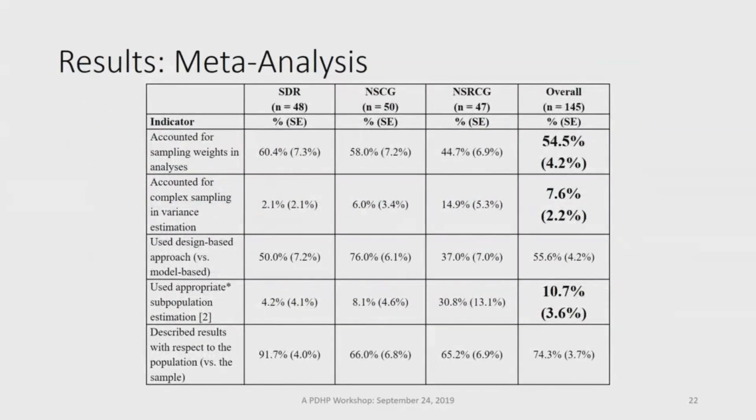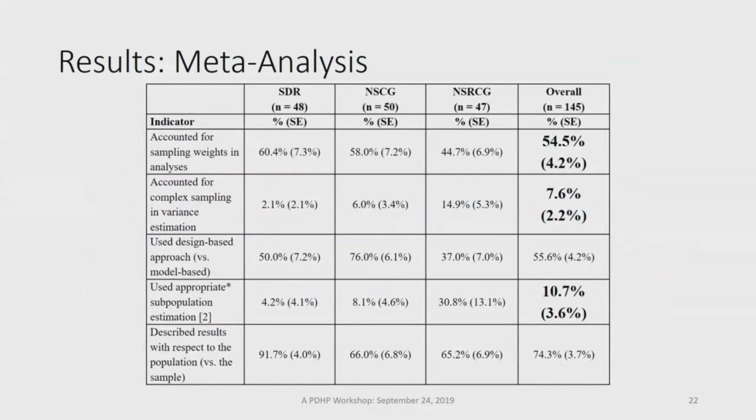Okay, so this table just shows the results of that initial meta-analysis where we coded these 150 different products. Some products had to be dropped because they were ultimately not eligible, or they didn't contain enough information, or we couldn't make a decision about what they were doing. So you see the total N was 145 different research products. The first indicator is a simple indicator of whether or not they explicitly state that they accounted for the weights in analyses. And you see the overall estimate there is 54.5% of the articles. So within the confidence interval, you can say that about half of these published reports ignored weights.